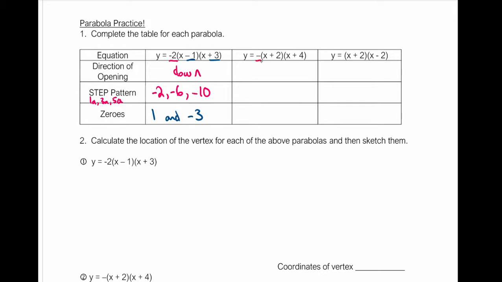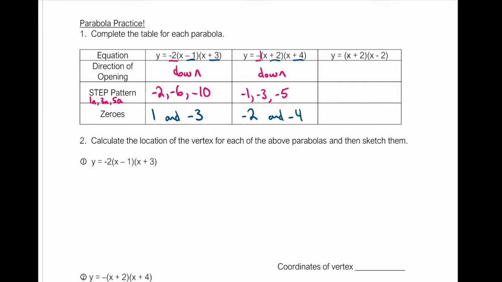Again, the negative out front, so it opens down. It's an invisible 1, so it's a -1. So we plug that a value into our pattern. 1 times -1 is -1. 3 times -1 is -3. 5 times -1 is -5. To get our zeros, we look at the numbers inside the bracket and we take the opposite. So -2 and -4.